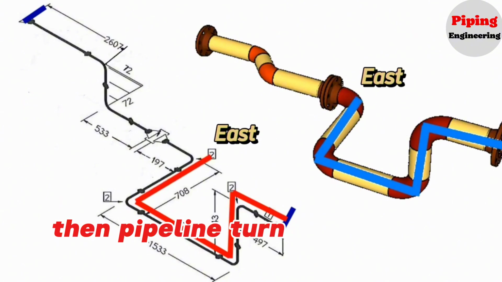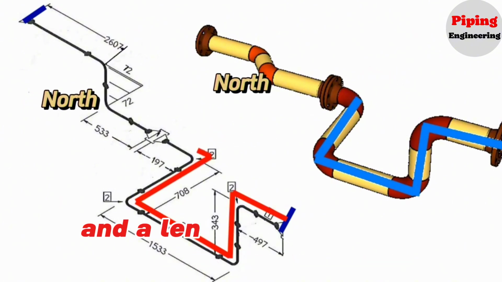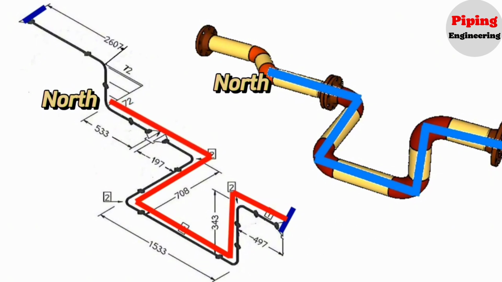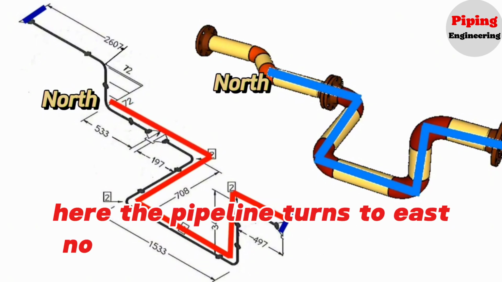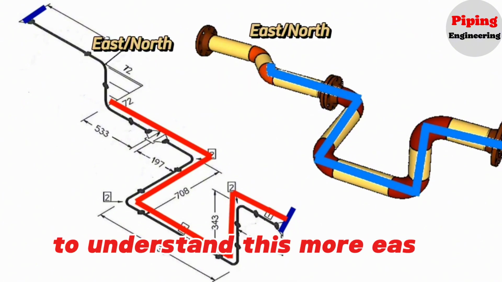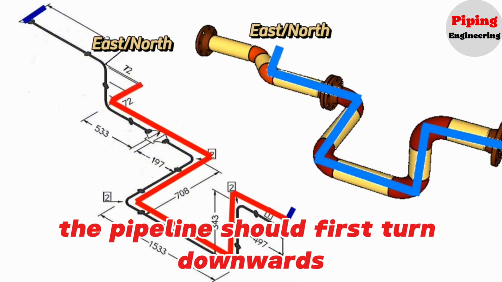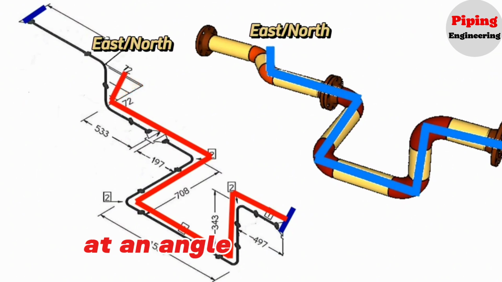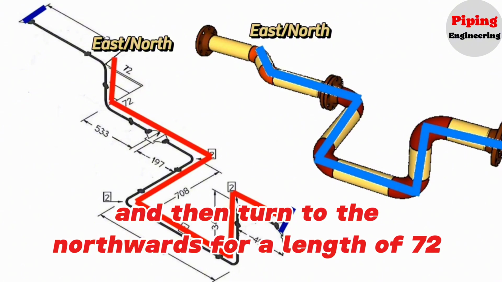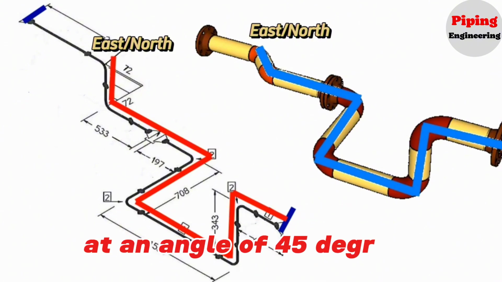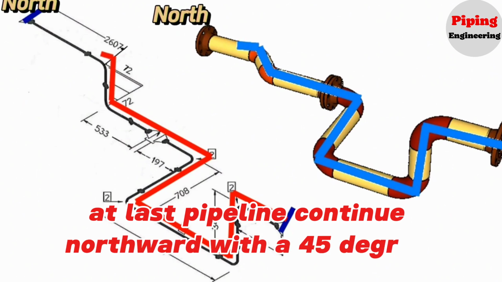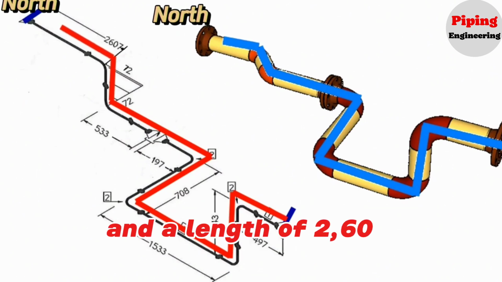Then pipeline turns northward with a 90-degree angle and a length of 197 plus 533 mm. Here the pipeline turns to east northwards with a 45-degree elbows. To understand this more easily, the pipeline should first turn downwards for a length of 72 mm at an angle of 45 degrees, and then turn to the northwards for a length of 72 mm at an angle of 45 degrees. At last pipeline continue northward with a 45-degree angle and a length of 2,607 mm.